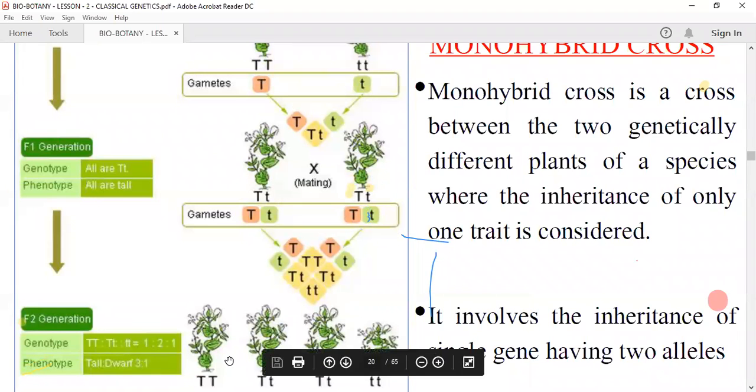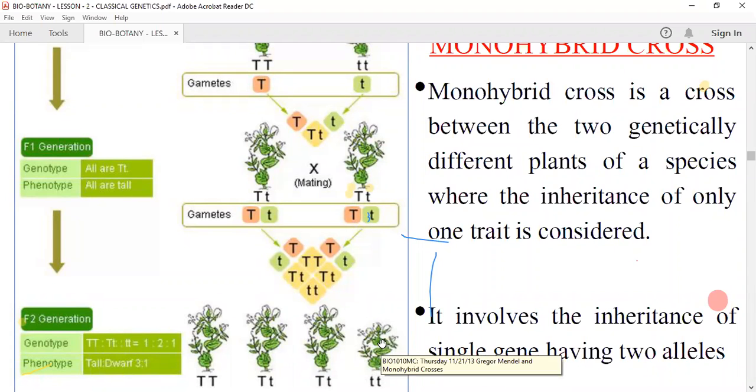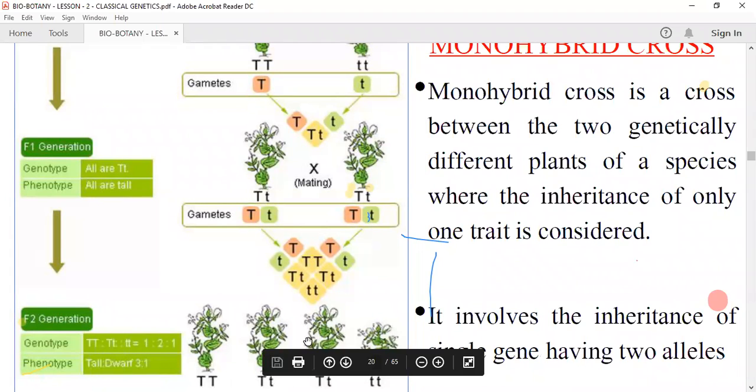Okay, here you can see the tall plant. This is also a tall plant, and this is also a tall plant, and this is a dwarf plant. I already told you the observable characters. If you are observing these three tall and one dwarf, this is what you can call a phenotype. So how many tall plants? 3 tall plants to 1. So the phenotypic ratio is 3:1.